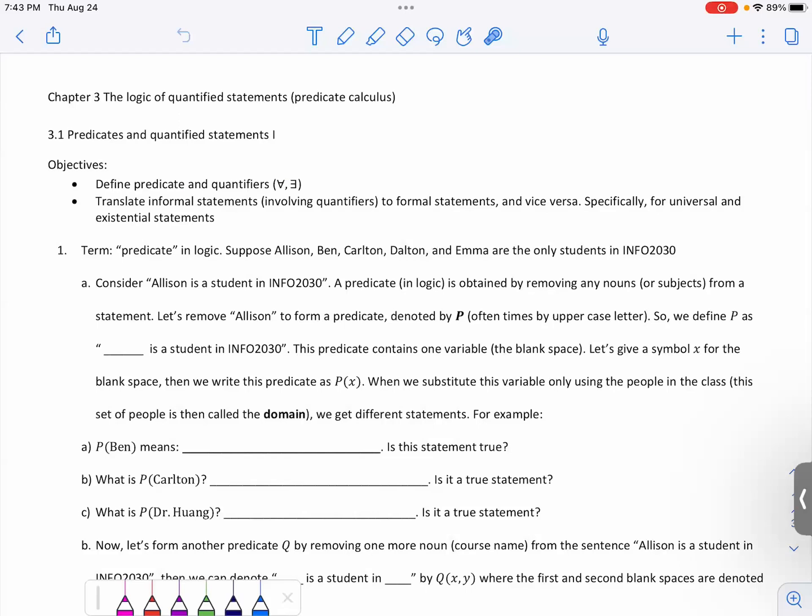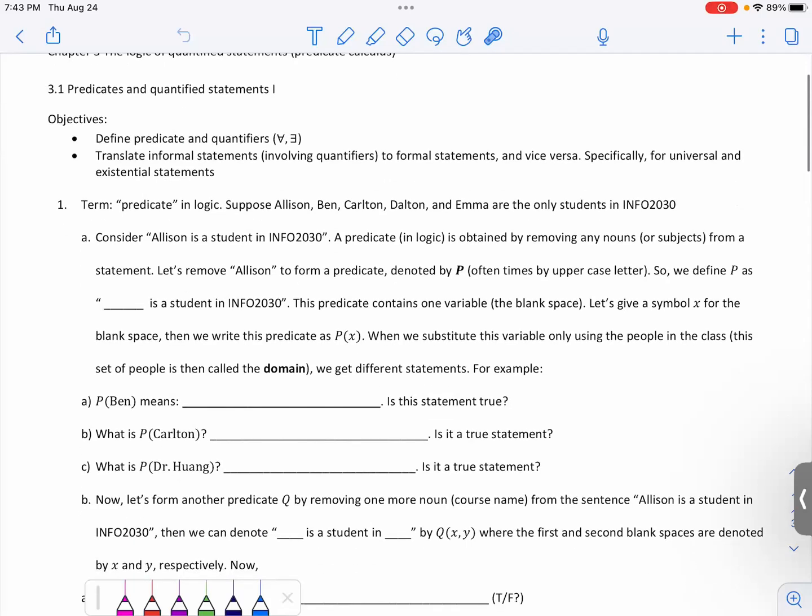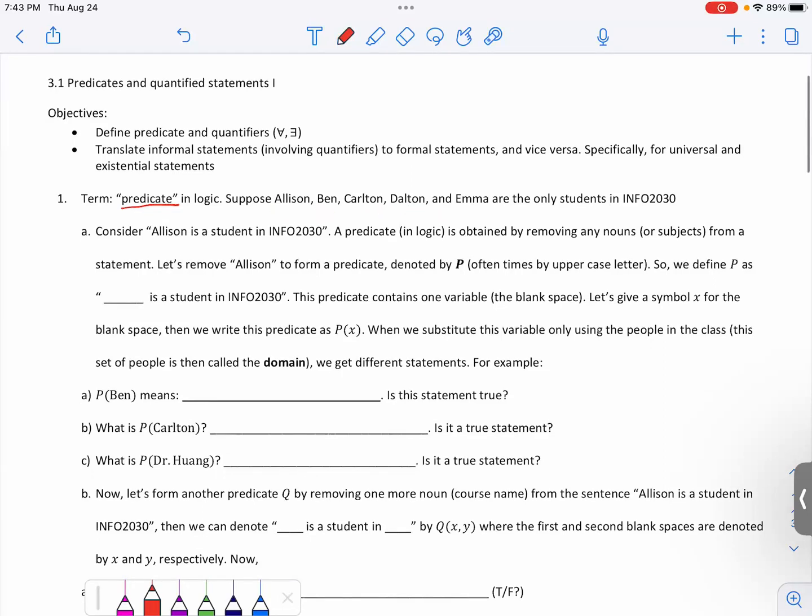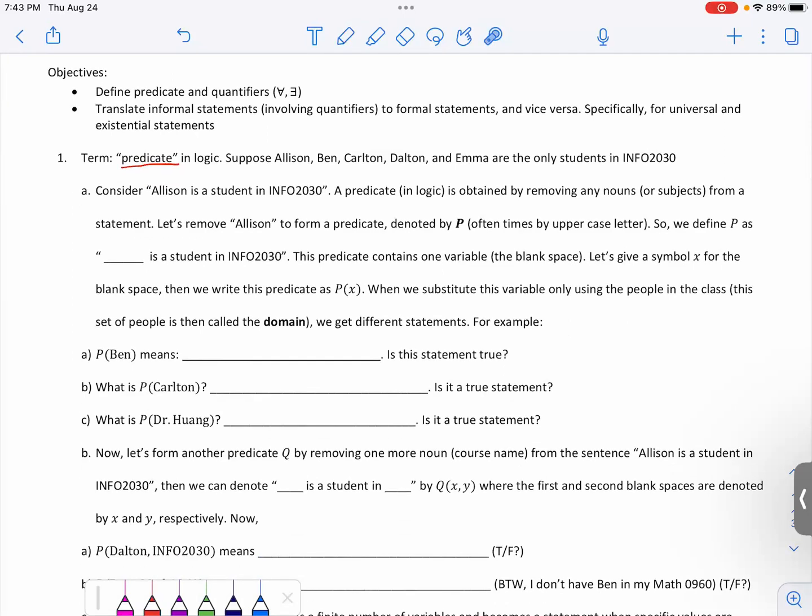All right, let's start with predicates. So what is a predicate? Now let's say, suppose in this class, we have only 5 students: Allison, Ben, Carlton, Dalton, and Emma, A, B, C, D, E, basically. All right, now consider this statement.